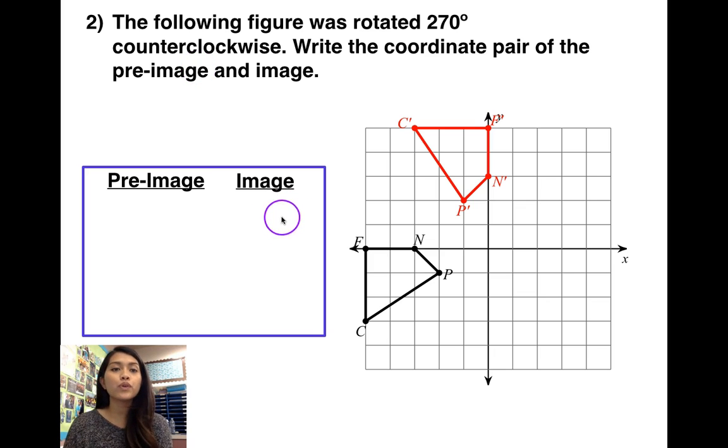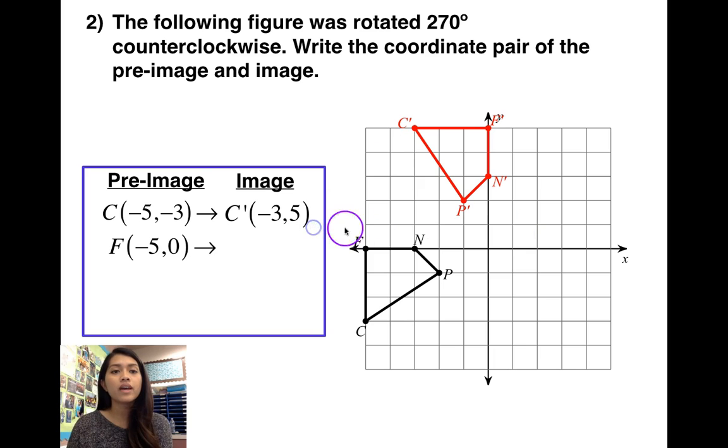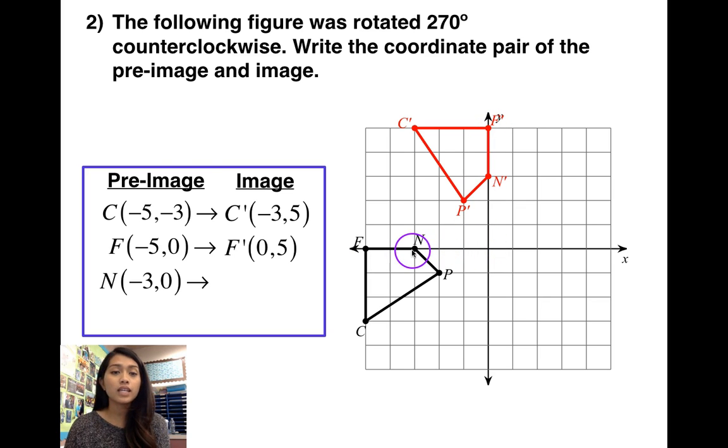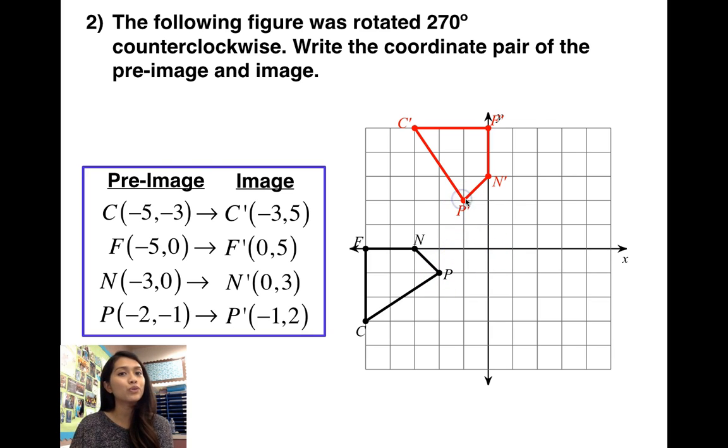For number 2, hopefully you got the following ordered pairs. C was negative 5, negative 3. C prime was negative 3, 5. F was negative 5, 0. F prime was 0, 5. N was negative 3, 0. N prime was 0, 3. P was negative 2, 1. And P prime was negative 1, 2.